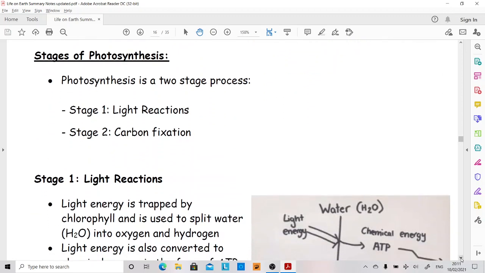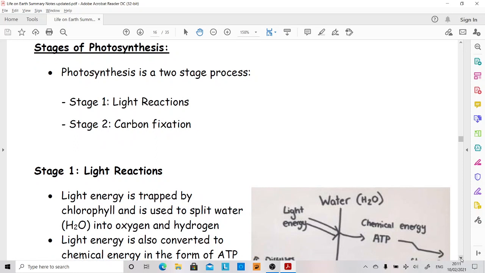Let's have a look at the two stages and their names. The first stage is called the light reactions, and from its name you can guess that that's where the sunlight is involved. The energy from the sunlight is trapped by the chlorophyll, and then in stage 2, carbon fixation. Strictly speaking, it doesn't need any light for that to happen, but stage 2 will not happen unless stage 1 has provided some products that are needed in stage 2. So you do need light for photosynthesis.